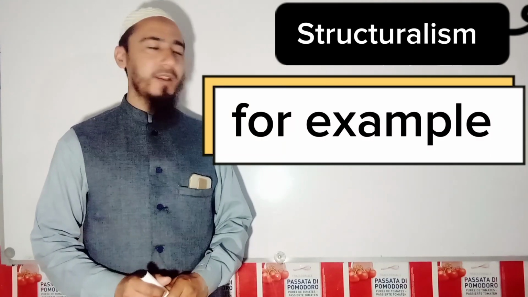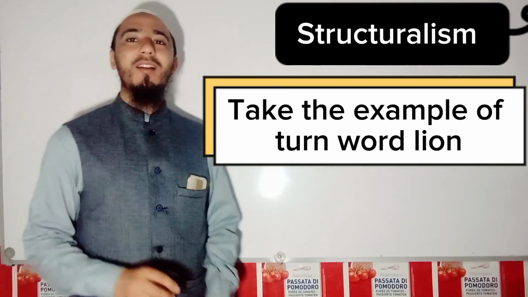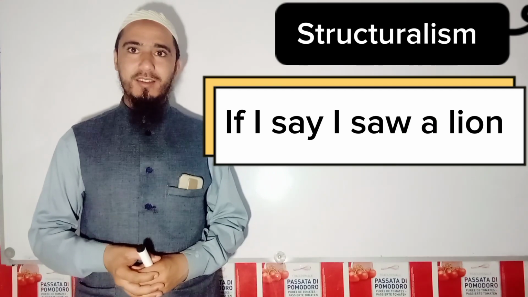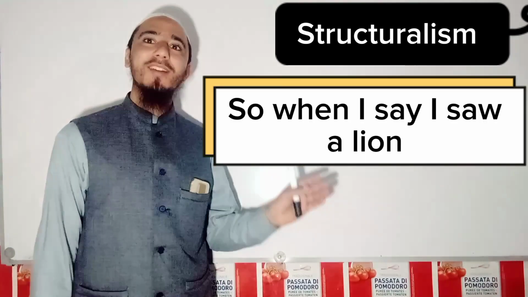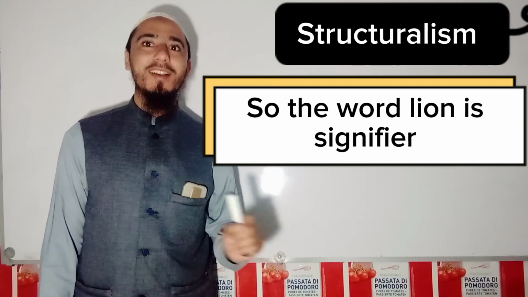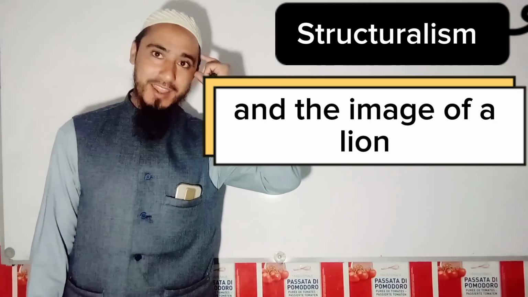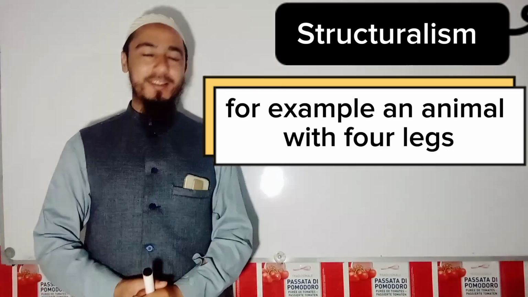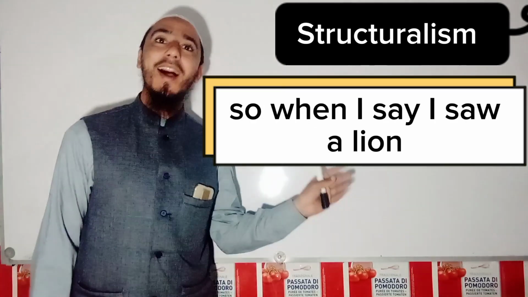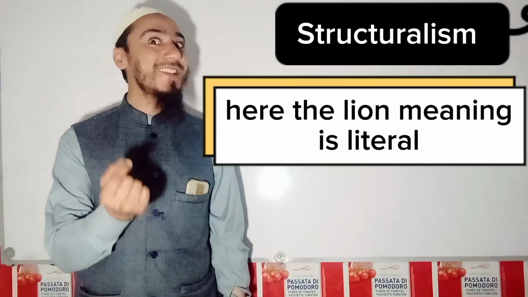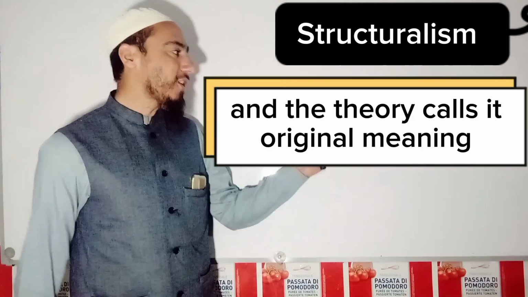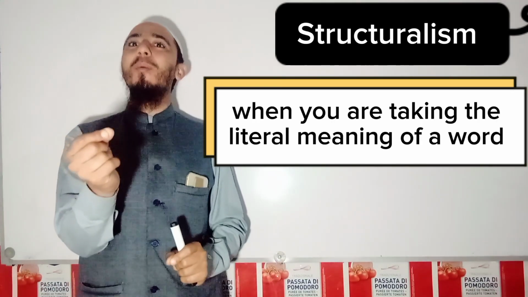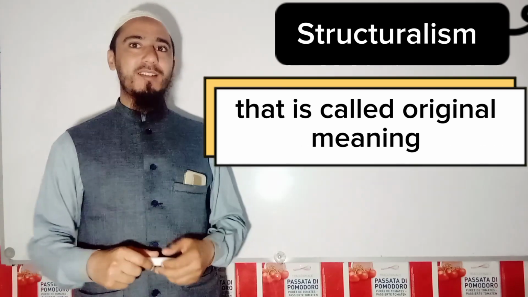For example, take the example of the word lion. If I say, I saw a lion, the word lion is a signifier, and the image of a lion, what is the image of a lion in your mind? For example, an animal with four legs. So when I say I saw a lion, here the lion's meaning is literal, and the theory calls it original meaning. When you are taking the literal meaning of a word, that is called original meaning.